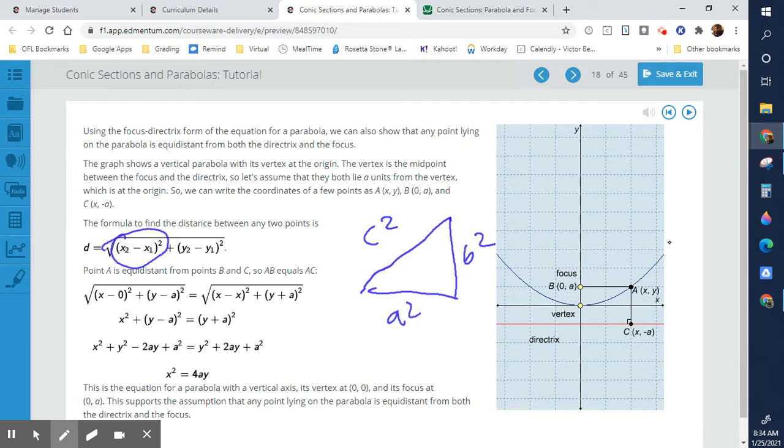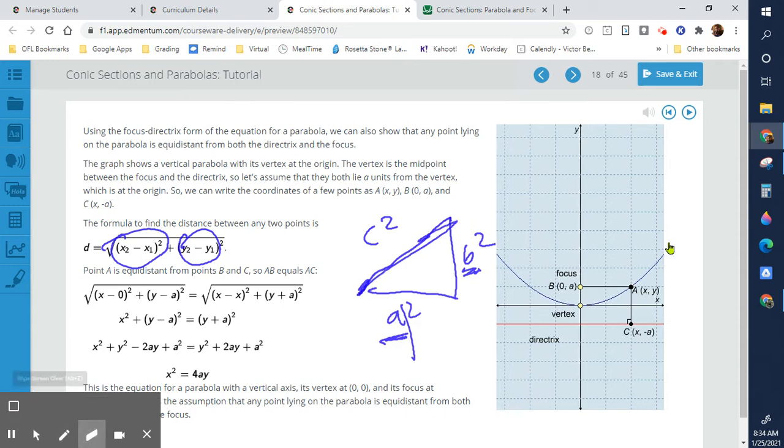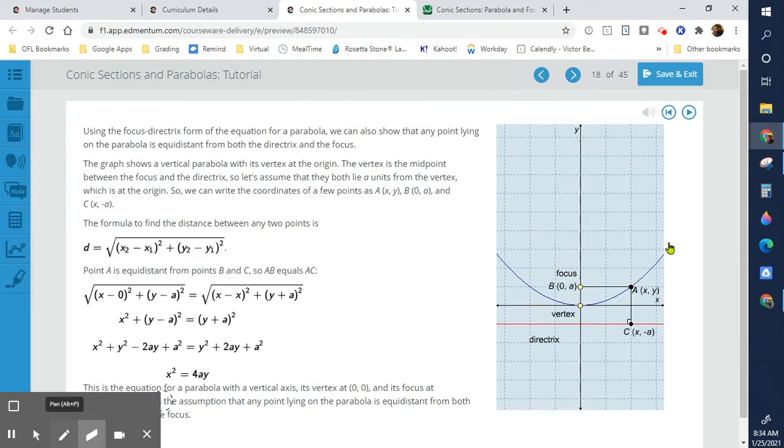So this x2 minus x1, that's our a, not our a squared, just our a. And this y2 minus y1, that's our b. And this will give us the distance in between points. So it's always at a 90-degree angle. So I find it interesting that it mentions that this is a 90-degree angle, but it fails to mention that this is a 90-degree angle as well.